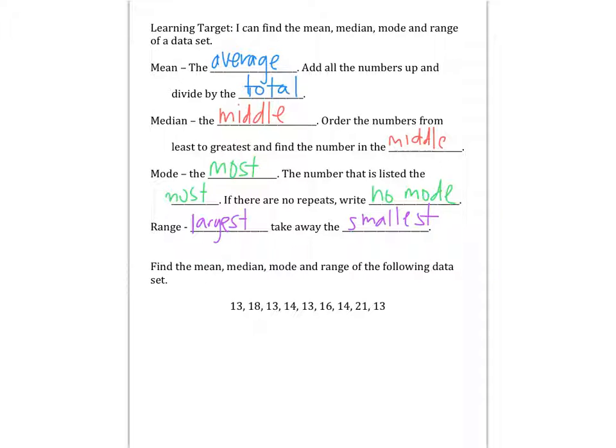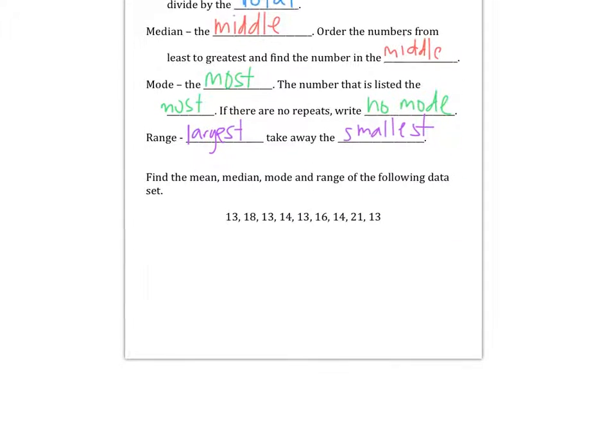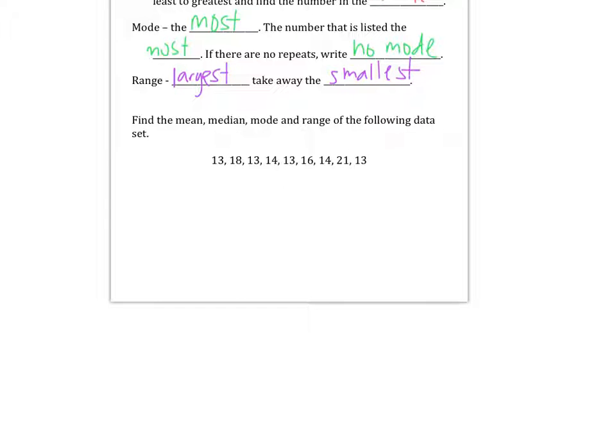Let's find the mean, median, mode, and range of the following data set. So I'm going to go ahead and start by listing these numbers in order from least to greatest. And this should be somewhat of a review. So let's order the numbers from least to greatest.